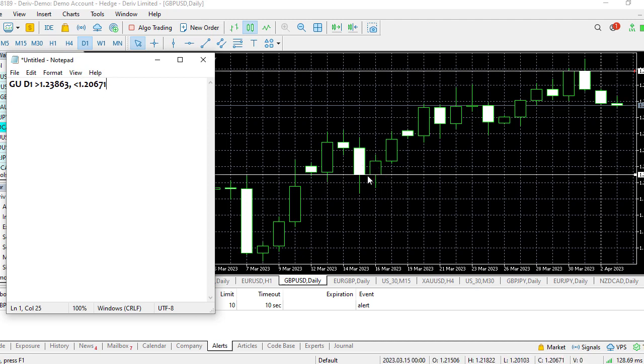I was saying that if, for example, one of them is 2671 and the other one is 2672, use the 2672. The same thing in this case: if you have one that is 1.23863 and the other one is 23865, use the 23863, which is the one that is closer. Hope that clarifies that. Okay, so I copy this.